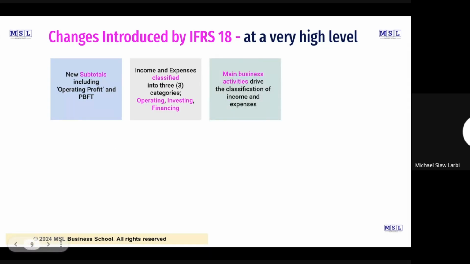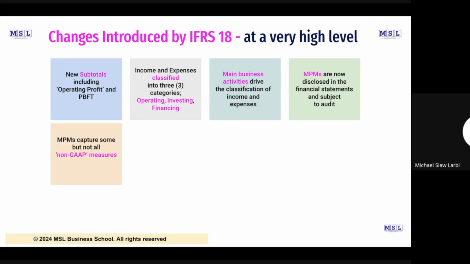Then there's something we're going to call the MBA, or the main business activities, right? So your MBAs will now drive the classification of income and expense. So based on what your MBA is, we'll get to know whether something is operating, investing, or financing. I'll talk about that shortly. Then MPMs, that's management defined performance measures, are now disclosed in the financial statement, and they are subject to audit. If you disclose them, it means the user may rely on that information. So your auditor should provide an opinion on that as well, right? So that is to know.